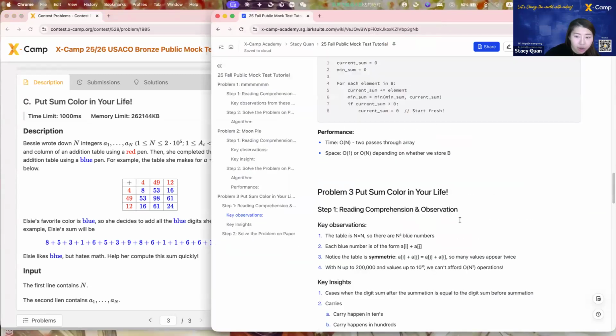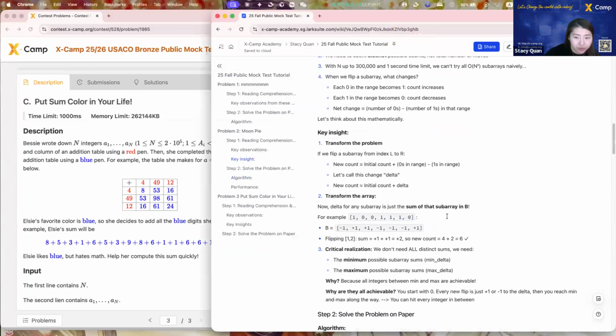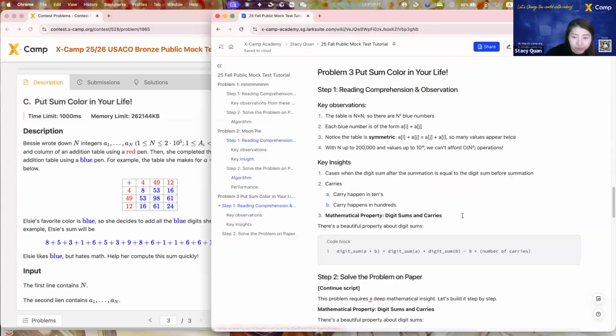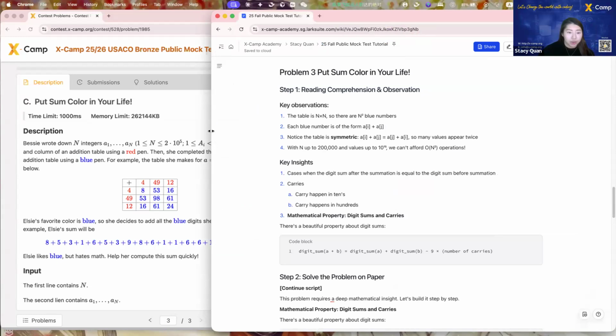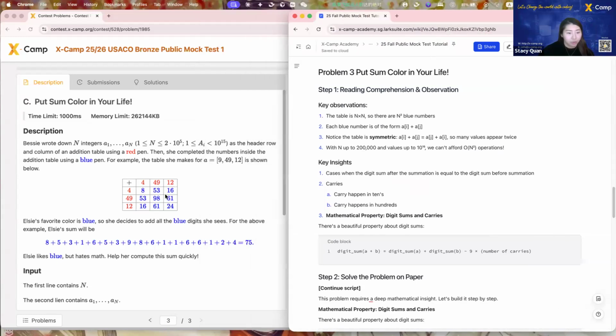So what are the key observations? We care about the sum of the digits. Upon reading this table, we realize the table is n by n, so the blue numbers inside the table are n squared in count. If we are purely using brute force, it's n squared. We need to go through n squared numbers, breaking down each number into digits and summing them together.